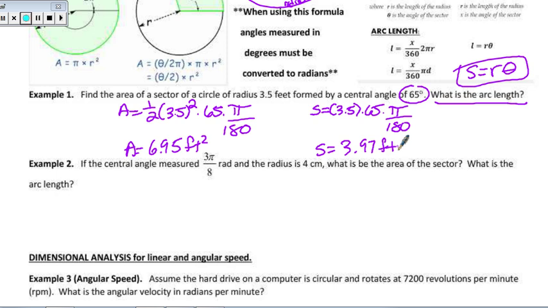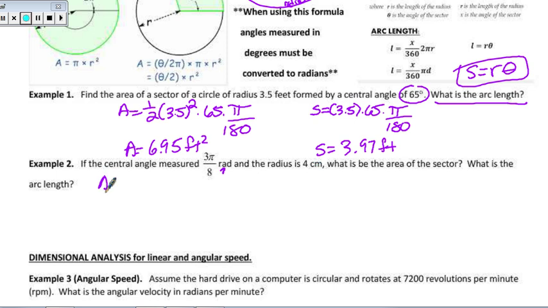If you look at example 2, the central angle measured is 3 pi over 8 radians. So now I know I'm in radians, and even if this word wasn't here, because I see the pi in there, I would know it is radians. It has a radius of 4 centimeters. What is the area of the sector? And then find the arc length.